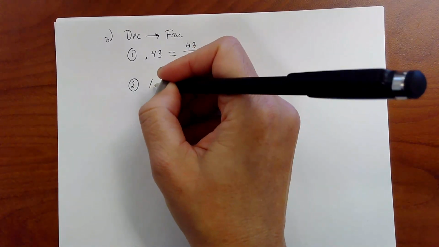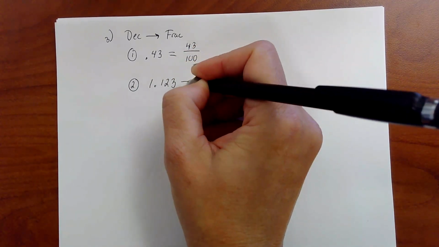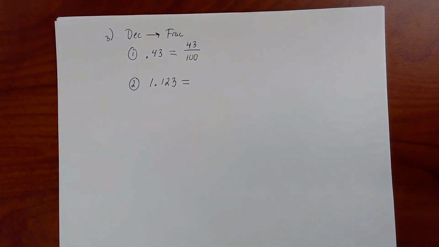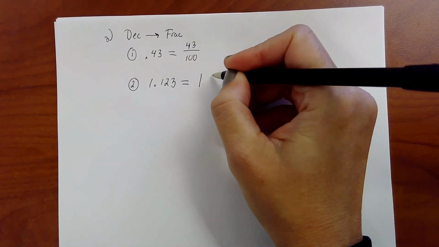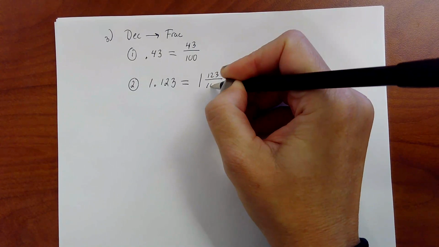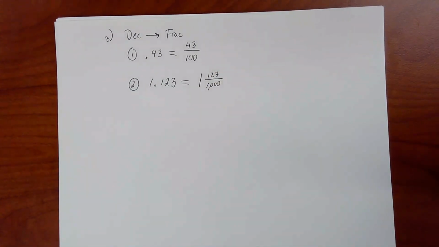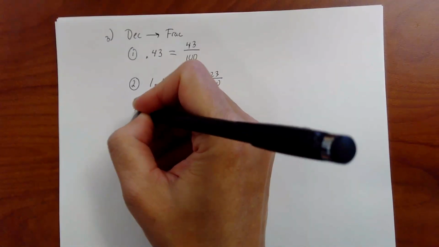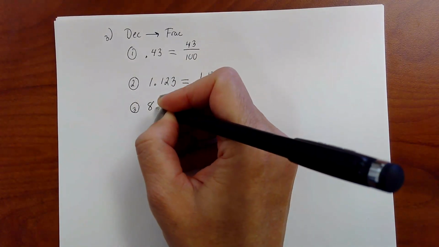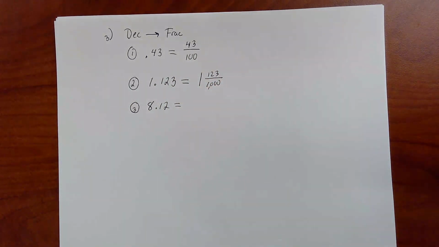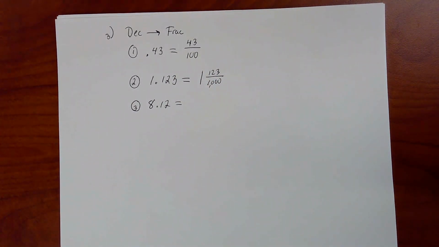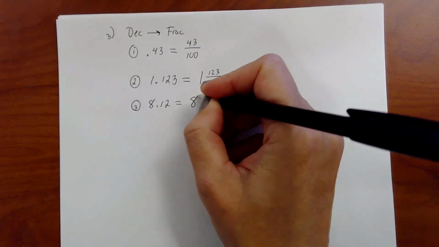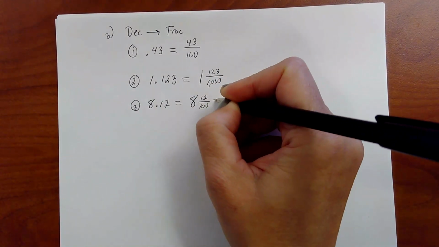How about 1.123? How do you read that? That's 1 and 123 thousandths. So 1 and 123 thousandths. Can I reduce that? Nope. One more. 8.12. That's 8 and 12 hundredths. So 8 and 12 hundredths.